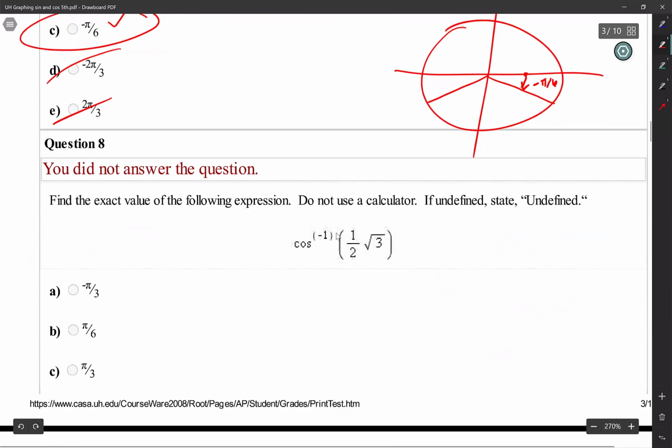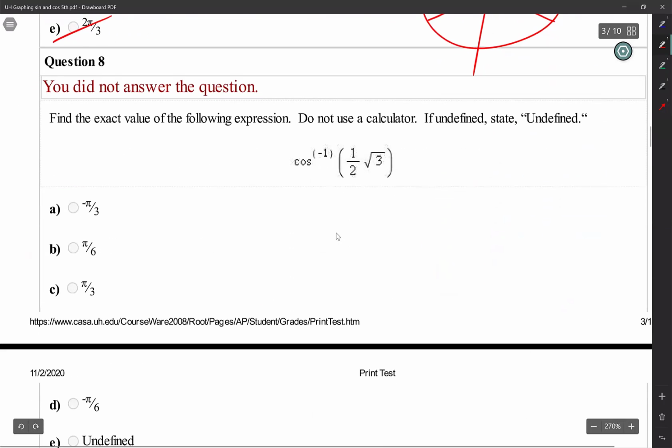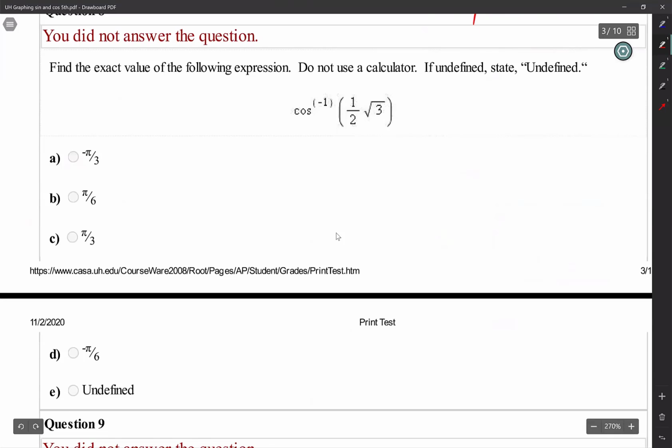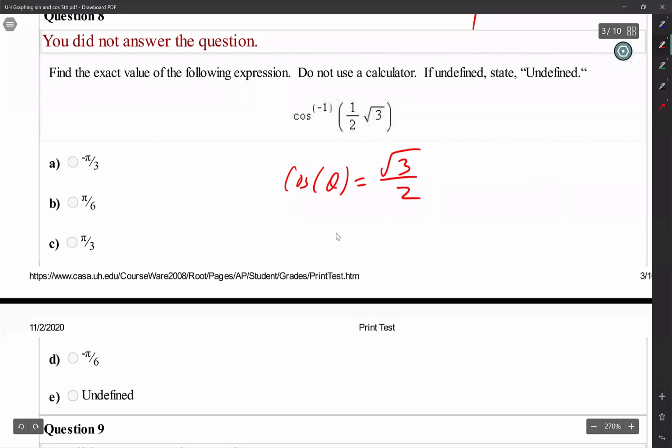All right, question 8. Find the exact value of the following expression. It says do not use a calculator. So I'm going to go ahead and write what this means. It means cosine of what angle equals the square root of 3 over 2. And yeah, there are 2 solutions in here, guys. But anytime you see it like this, you want the principal branch. All that means is give me the positive one. So that happens on the unit circle at these 2 locations.